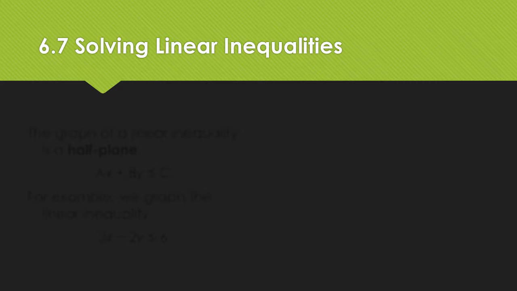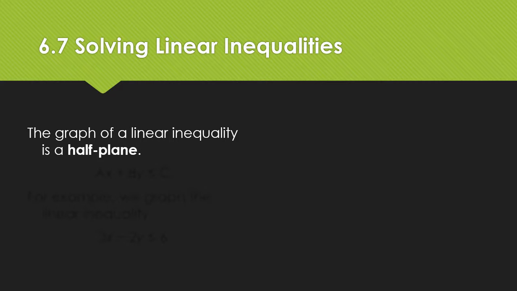Now, the graph of a linear inequality is a half plane. So when we have ax plus by less than or equal to c, that is going to be a half plane. Remember just a minute ago we talked about how the line divides the plane into two halves. The line itself is a region, and then each half is a region. So one of those two regions is going to solve the linear inequality. It's going to contain all of the solutions to the linear inequality.